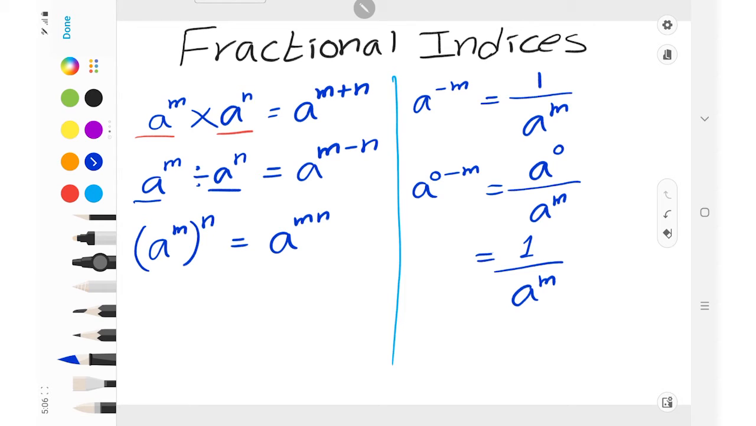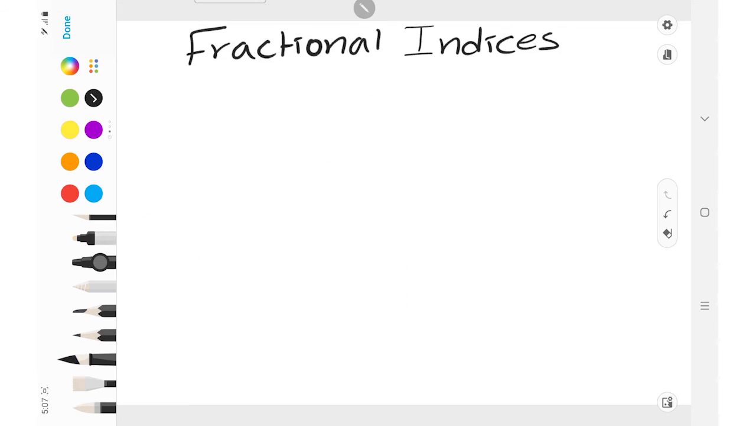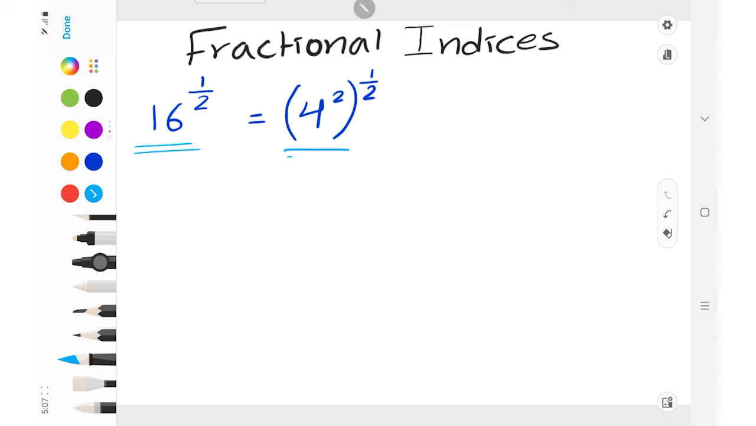Now I will start talking about fractional indices. Let me give an example: 16 to the power half. 16 to the power half can be written in this form, (4^2) multiplied by the power of half. These are the same, nothing is different between them. Now I will tell you how. 16 to the power half is the square root of 16.